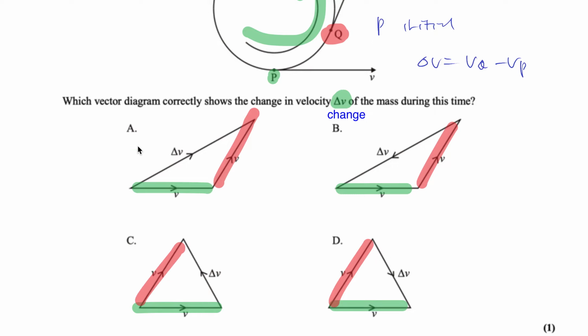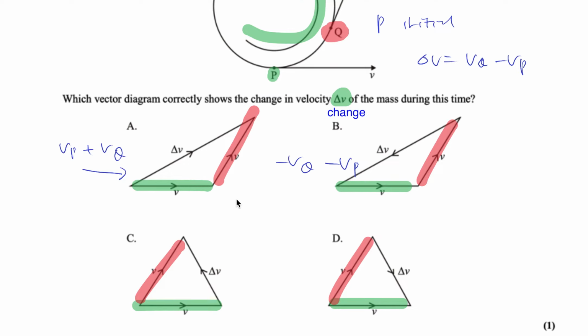Okay, so obviously for A, this is P plus Q. Right? So the diagram they give you is VP plus VQ, head to tail. And then B is a reverse of VP plus VQ. That's minus VP minus VQ. That's a negation of VP plus VQ.